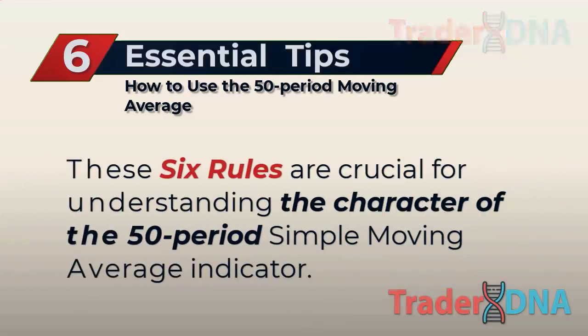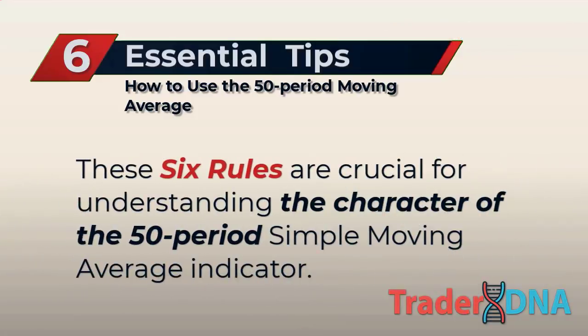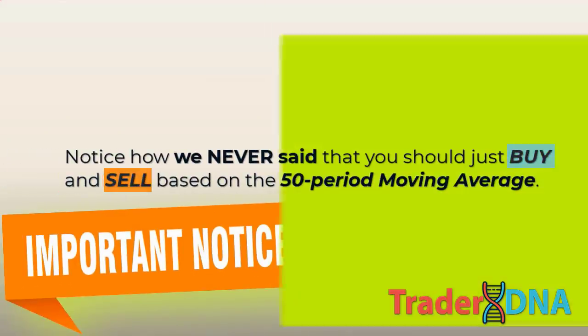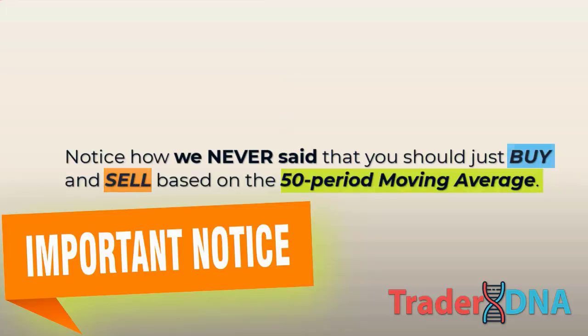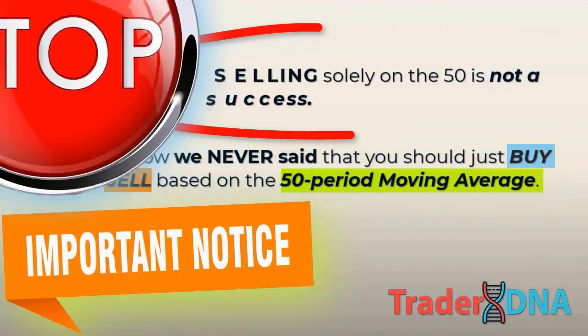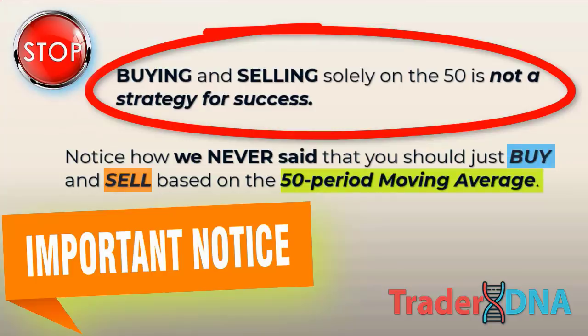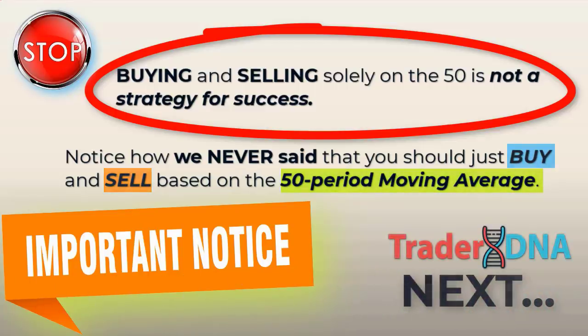These 6 rules are crucial for understanding the character of the 50-period simple moving average indicator. They may sound like they are all saying the same thing, but they're not. Notice how we never said that you should just buy and sell based on the 50-period moving average. Trading doesn't require an advanced degree, but we are here to tell you that buying and selling solely on the 50 is not a strategy for success. However, having a base understanding of these 6 principles will help you better navigate how to trade with the average. Next, we will explore these strategies and areas where the indicator can fail you if not used properly.